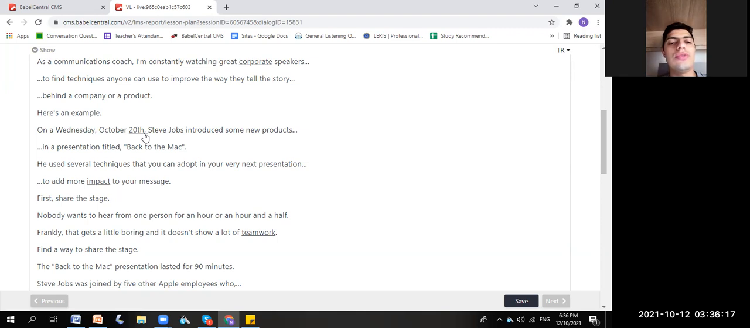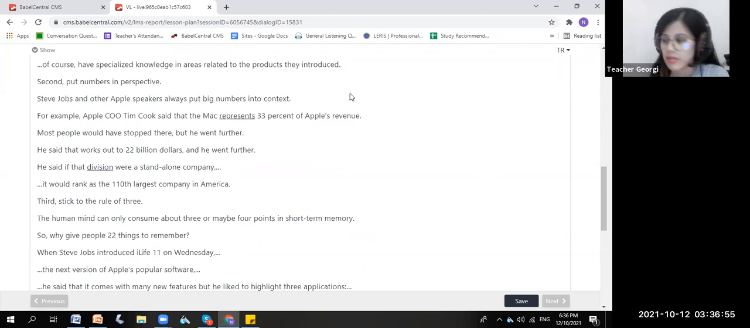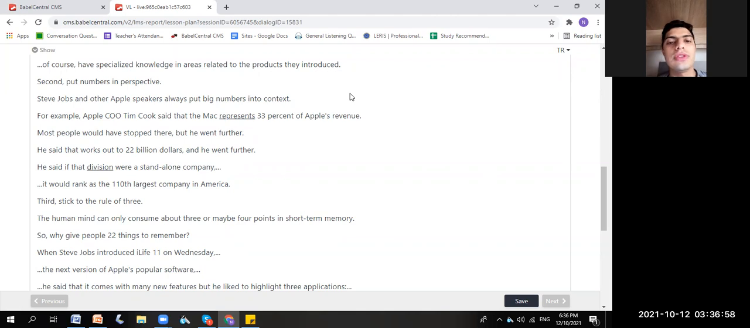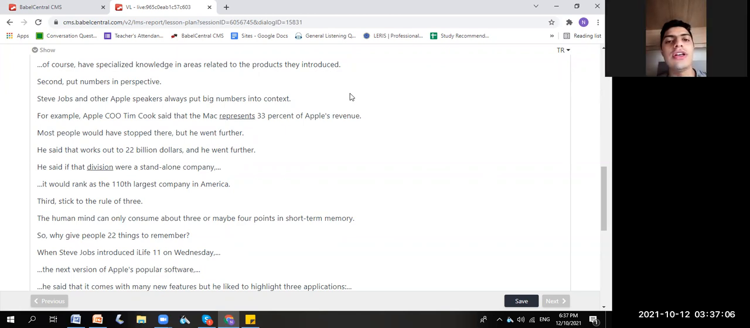First, share the stage. Nobody wants to hear from one person for an hour or an hour and a half. Frankly, that gets a little boring and it doesn't show a lot of teamwork. Find a way to share the stage. The Back to the Mac presentation lasted for 90 minutes. Jobs was joined by 5 other Apple employees who, of course, have specialized knowledge in areas related to the product they introduced.